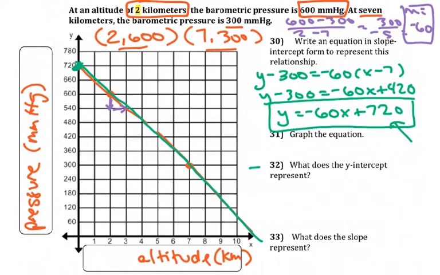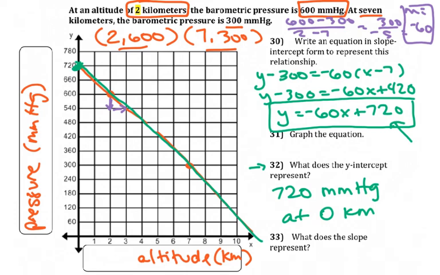So in this problem, it's a story problem. What does the y-intercept represent? I didn't say what is the y-intercept. What does it represent? 720 what? 720 millimeters of mercury at 0 kilometers. So if you're at sea level, that's the pressure.